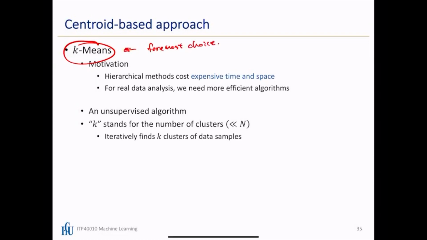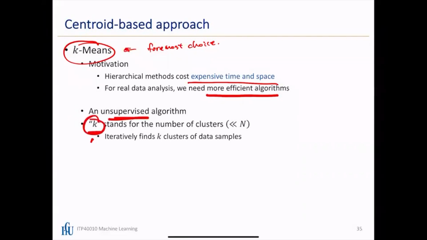So here the motivation is the drawback of the hierarchical clustering that we discussed. Hierarchical clustering can be quite expensive in terms of time and space. And for real life, we often have data sets larger than 1,000, often larger than 10,000, or even more. So we need a more efficient algorithm. So, an unsupervised algorithm again, and here, k-means.